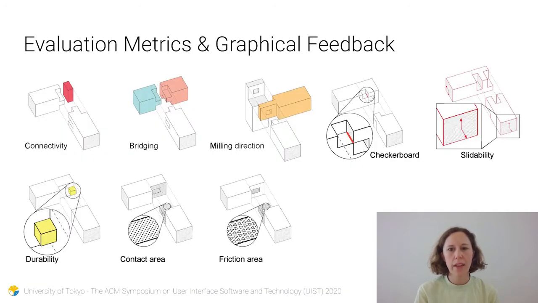This is an overview of all the 8 evaluation metrics with graphical feedback that we consider. These are practical criteria including connectivity, bridging, milling direction, checkerboard pattern, which is problematic for fabrication, slidability, which I showed in the interface demo, durability in regard to the fiber direction, contact area, and friction area. These metrics can be calculated in real time by analyzing the 3D matrix of integers, which is the underlying geometric representation.